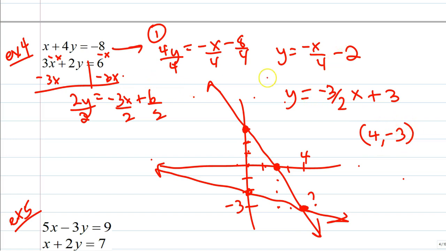Step 1, solve both equations for y. Step 2, graph them. Step 3, find that point they have in common. Step 4, write your answer as a point.